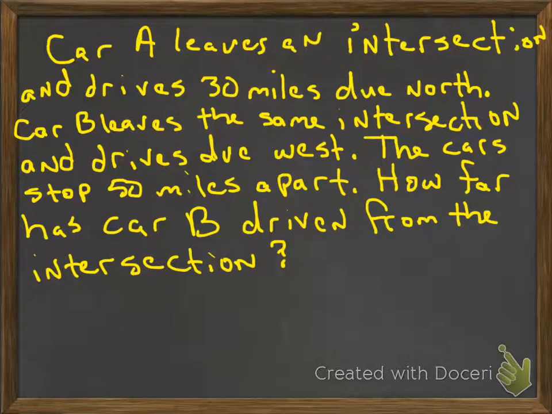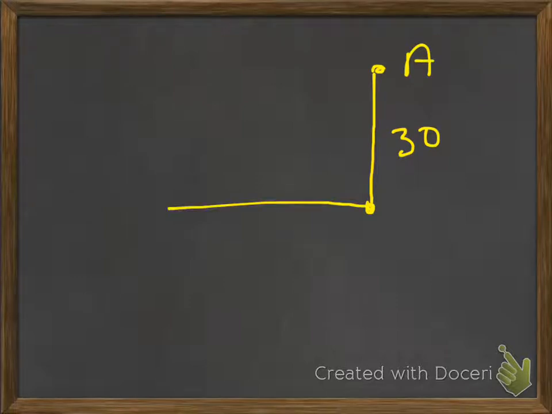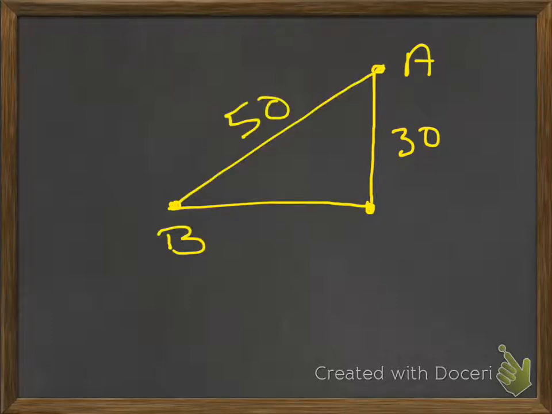Okay, so the question here becomes how do I get this? Well, if I start drawing this out, let's go through this one step at a time. Here's the intersection. Car A went 30 miles due north. They went straight up. Car B is going that way, to the west. At this point, they're now 50 miles apart. That means 50 miles in a straight, as the crow flies type direction.